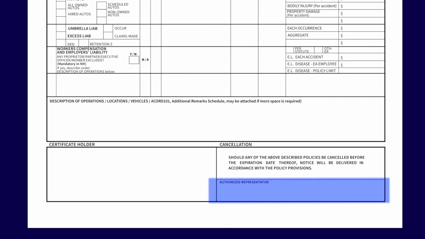Collecting certificate of liability insurance documents from other businesses you work with is common practice to reduce the risk your company can be exposed to. So knowing how to read this information is extremely important.